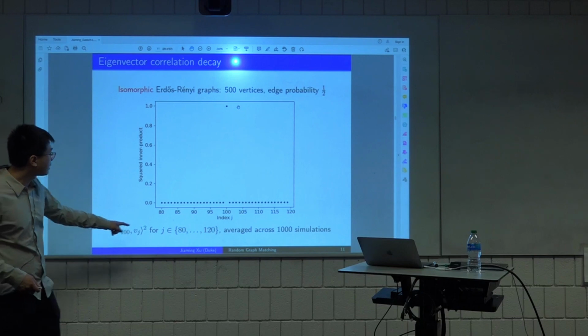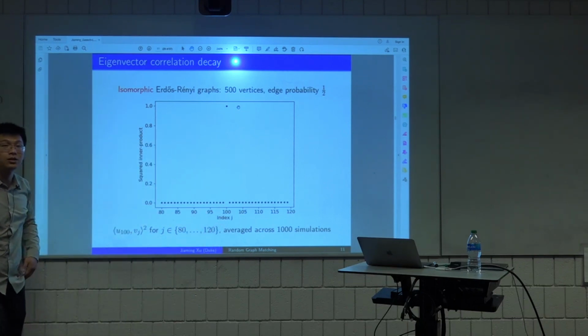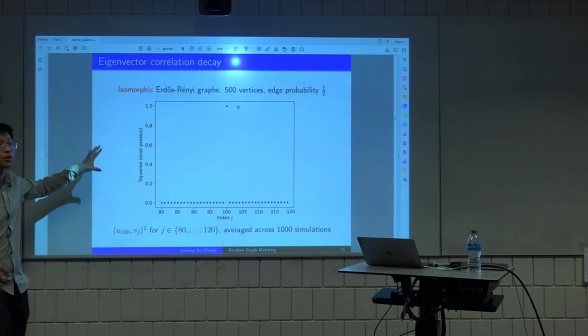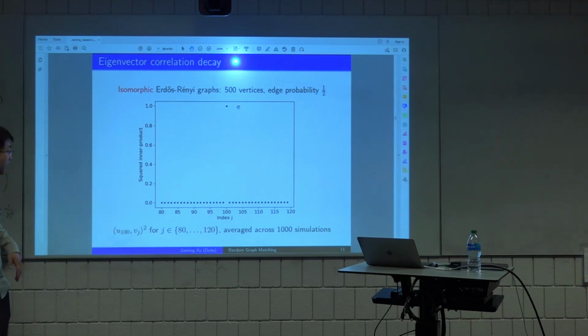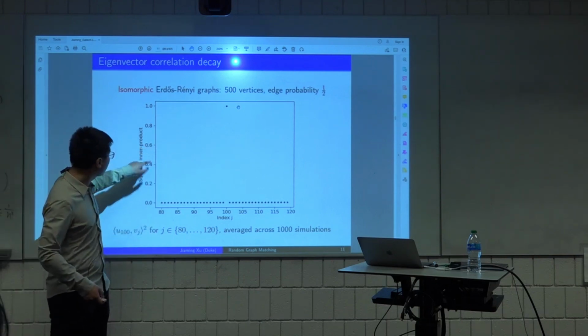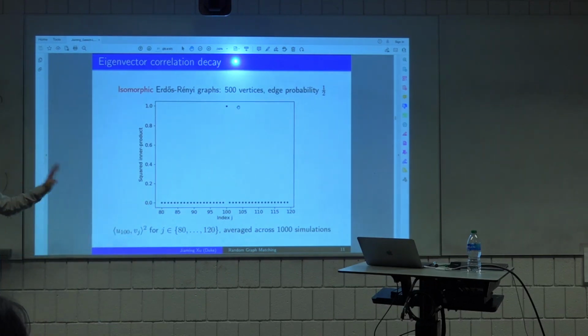Okay, so one thing that you can see is that if j is equal to 100, you get a perfect correlation. That's what we expect, right? Because this is a noiseless case, U100 should be the same as V100 under the true vertex correspondence. But then the correlation to the other eigenvectors is like 0. Okay, so that's the ideal situation. That's why all these previous methods, like the spectral method, work.